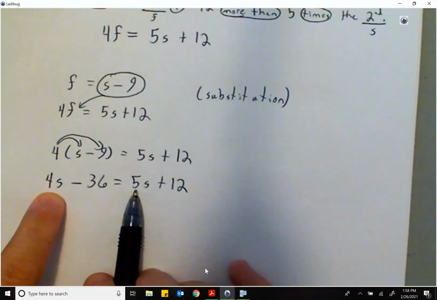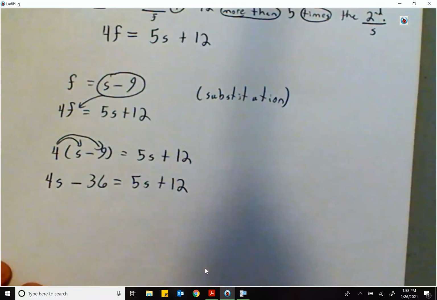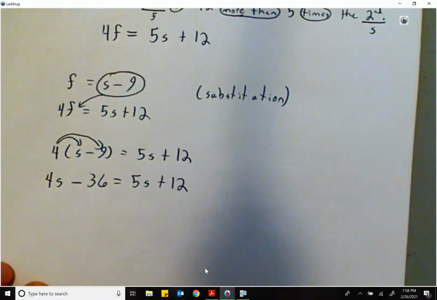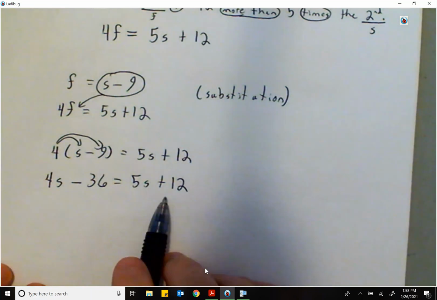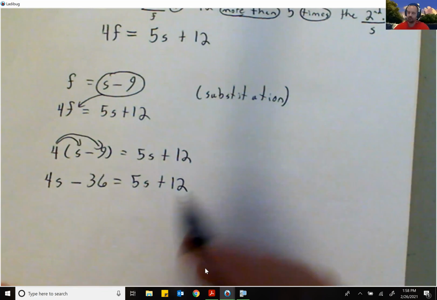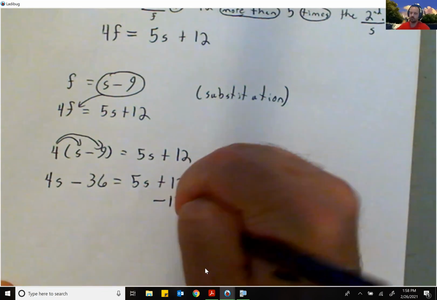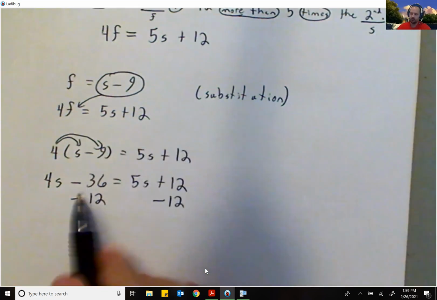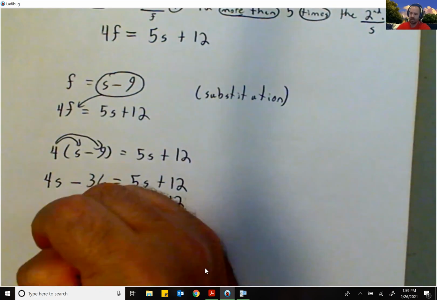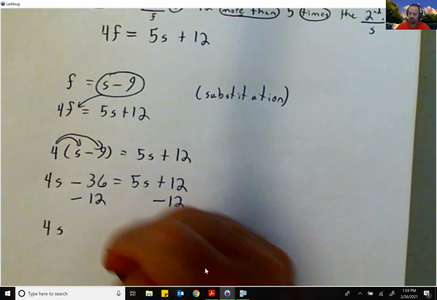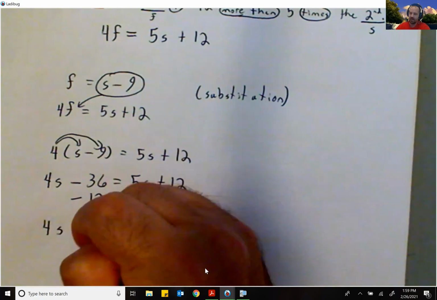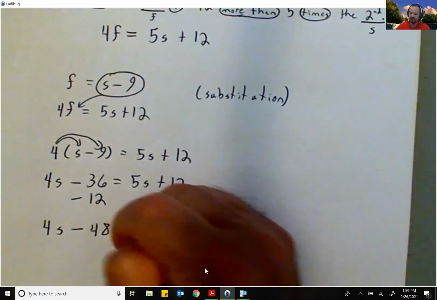That's not what I meant. I subtracted the 12 from the 5S and moved that over. So let's do that. We subtracted this, so we moved the 12 over here. That will give us 4S minus 48 equal to 5S.